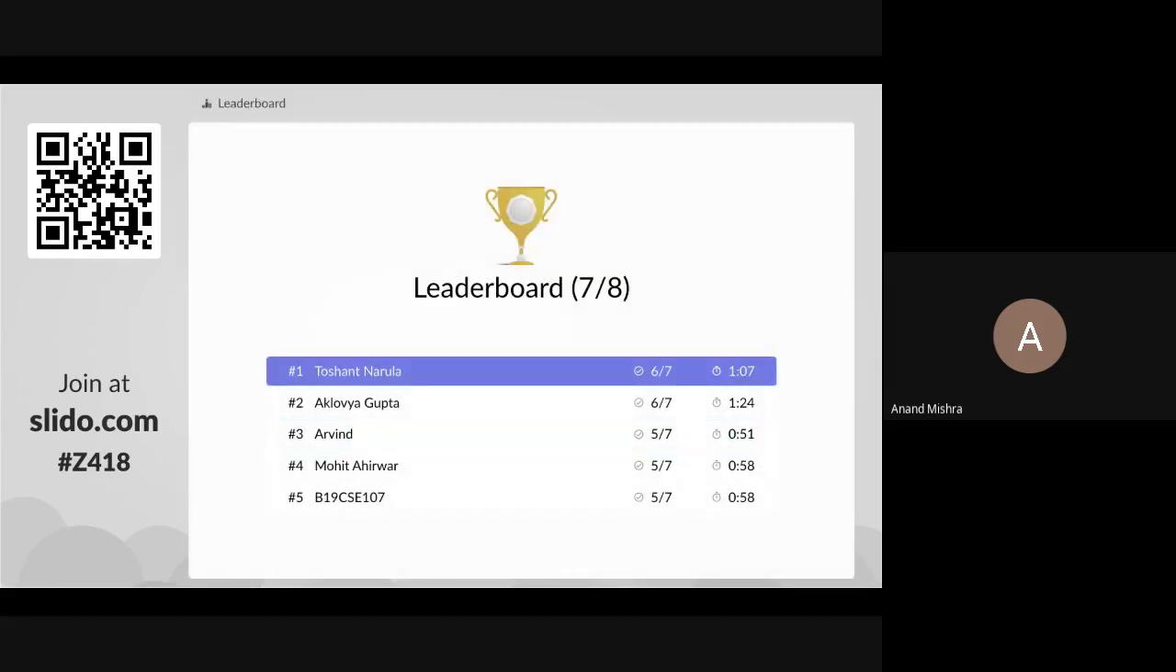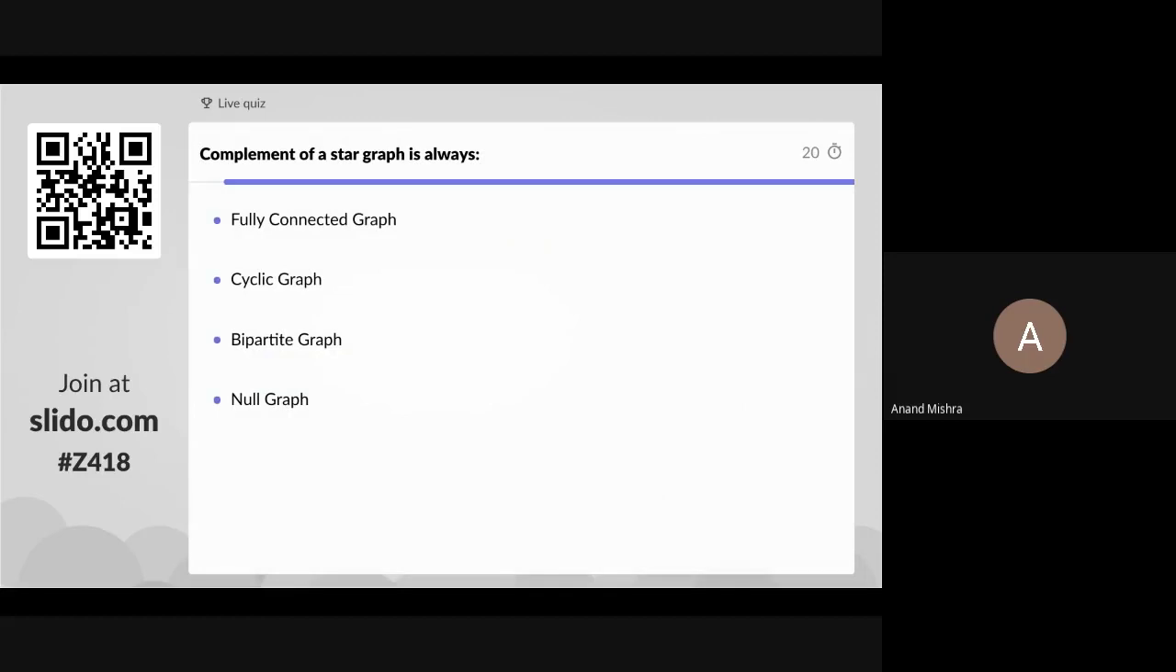Last, the statement: the complement of a star graph is always a cyclic graph. Remember your star graph. But it's not correct, in general. So this is maybe slightly controversial, but let's see. What do you respond?